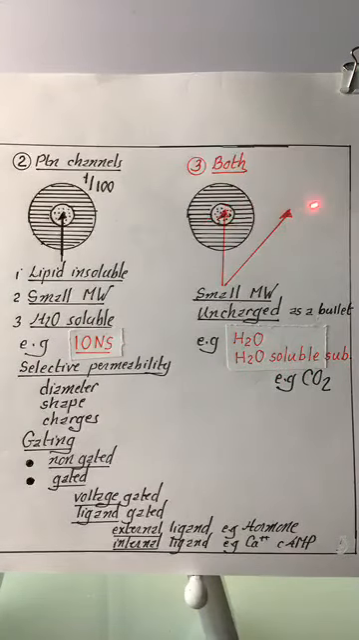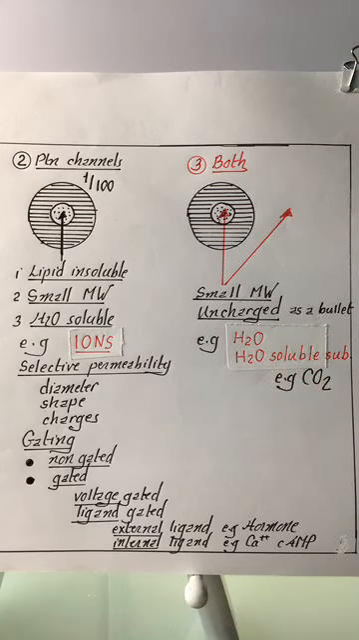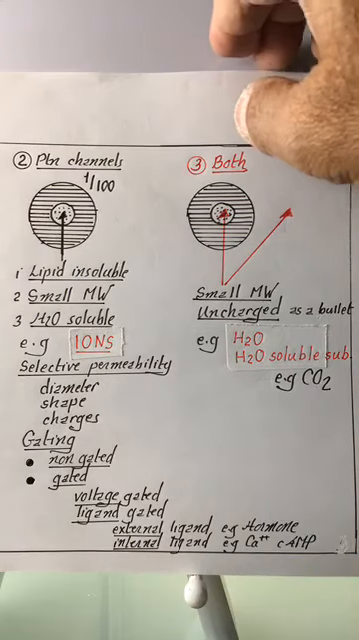For the two ways, we have two examples: water and water soluble substances like carbon dioxide and urea. And they must have two characters: being of small molecular weight to be able to pass through the protein channels, and uncharged. Depending on their high kinetic energy, they will cross the lipid substance, despite the fact that they are lipid insoluble, as bullets.